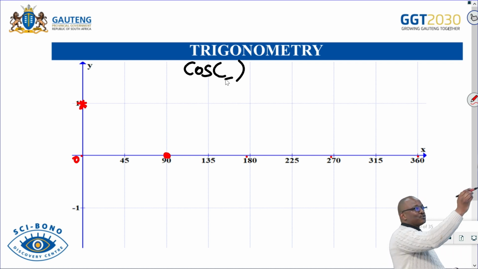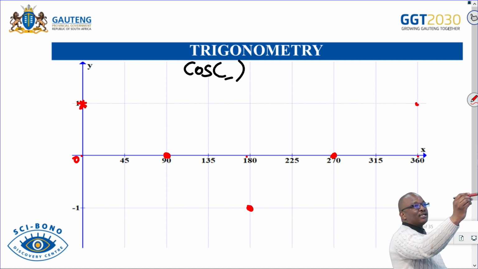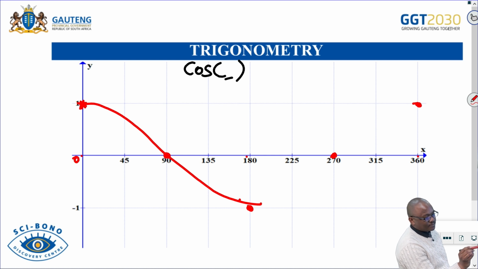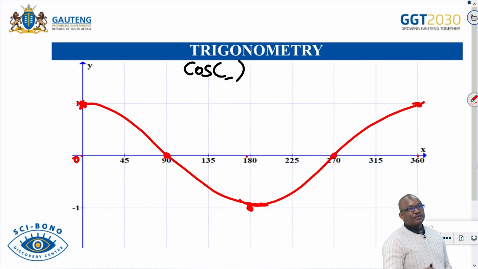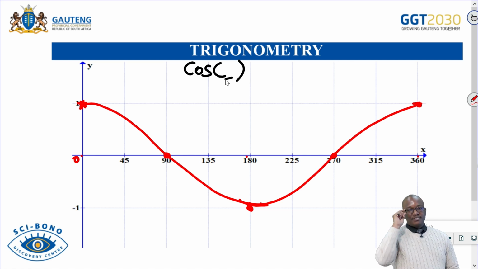And if you substitute 180, you will get -1. And if you substitute 270, you get 0. And when we substitute 360, you must get 1. So now, also here, when you sketch this graph, you must be careful. Correct. So now, there is your end point. It must end there at 360.